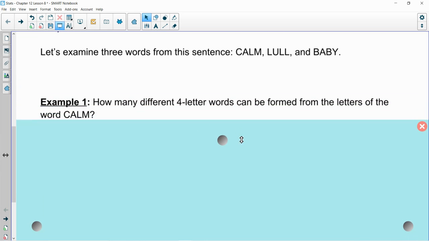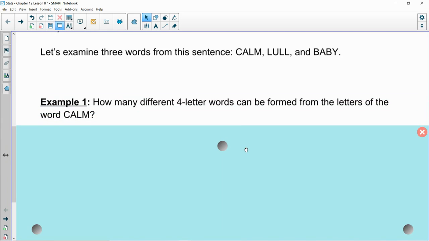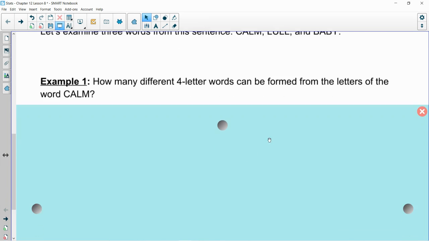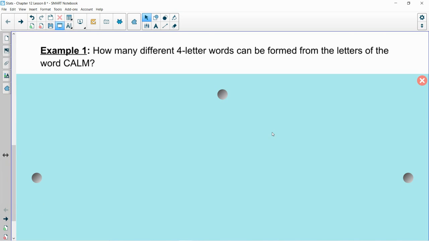So we're going to begin with the word calm. How many different 4-letter words can be formed from the letters of the word calm? Now, we know this is very similar to the warm-up question. So here we've got a total of 4 objects, right? There's 4 letters in the word calm. We're going to use all of them, so we're going to take groups of 4. So we have 4P4. But we're going to go old school for a second.